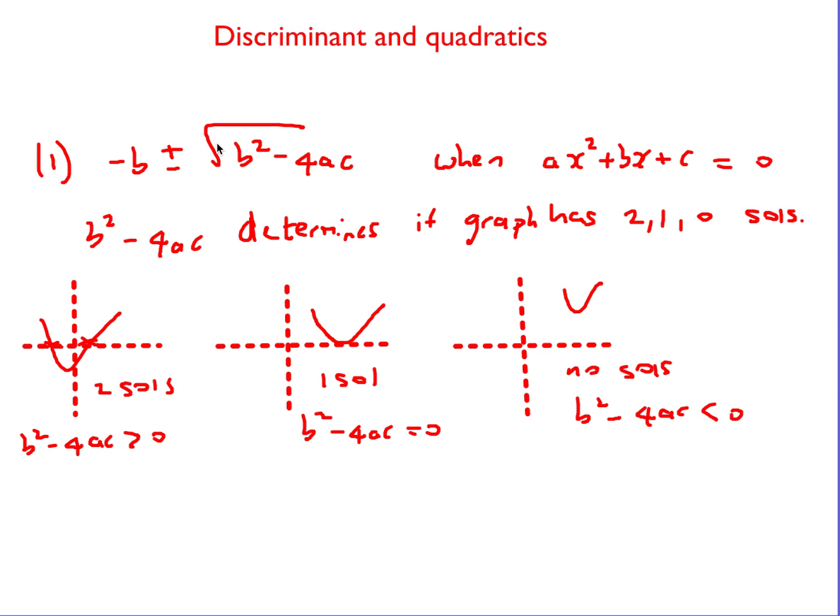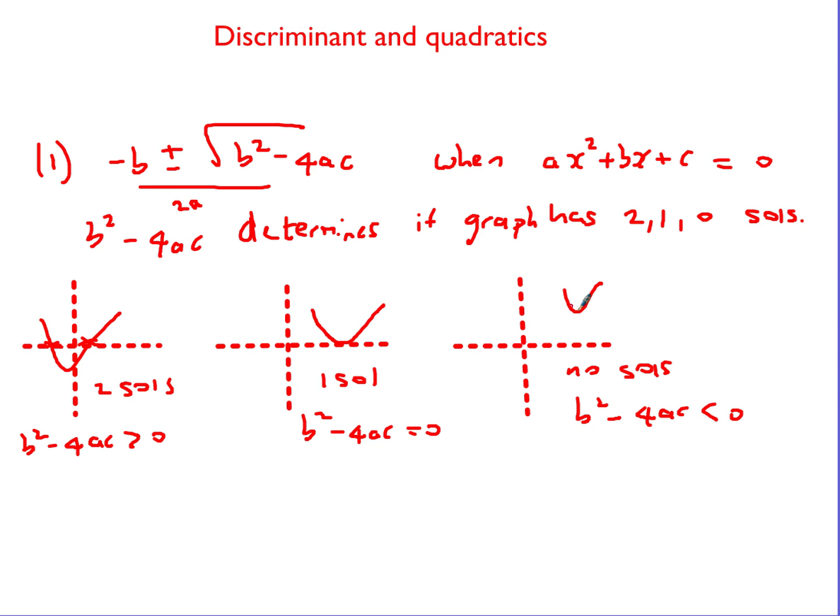is minus b plus or minus the square root of b squared minus 4ac all over 2a. The bit that we actually need for this is the b squared minus 4ac bit. Basically, if this is positive, then we have this first thing here, which is two solutions. If b squared minus 4ac is equal to 0, we have one solution.